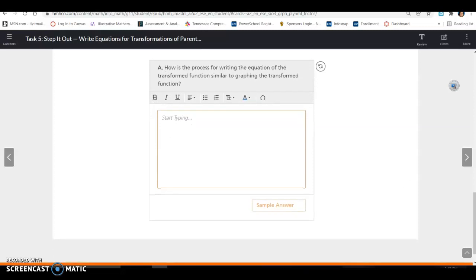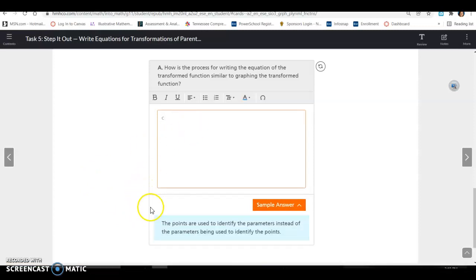All right, so how's the process for writing the equation of a transformed function similar to graphing the transformed function? Well, you're using the reference points just like you do to graph it. Let's see what it says. The points are used to identify the parameters instead of the parameters being used to identify the points. So it's kind of just making sure you're using those three reference points to know what to do.